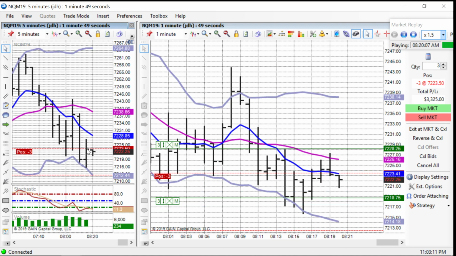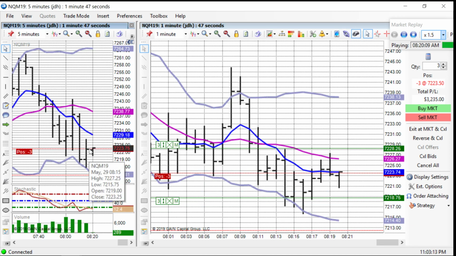See, I'm entering right at the previous close on the 5-minute chart, but this is still a long ways away from that ADMA line, so that's a risk.